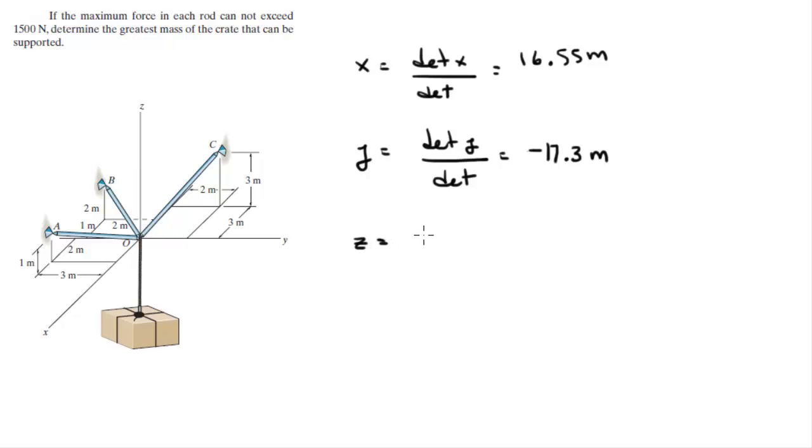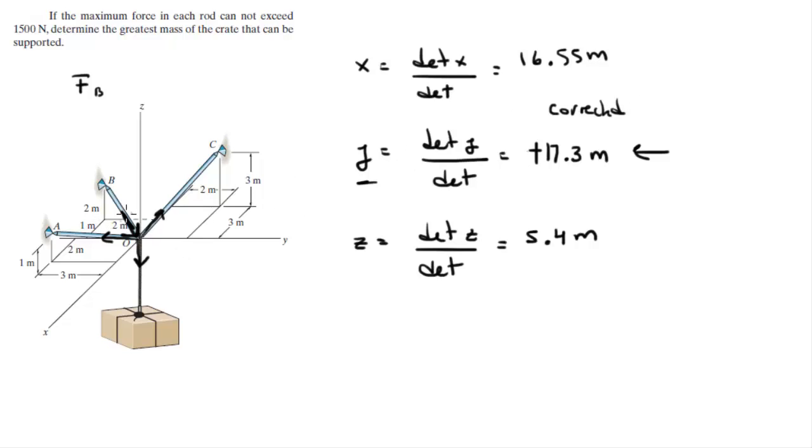And the c is equal to the determinant of c over the main determinant. And that is equal to 5.4 m. So as you can see, the first thing that I need to answer, why is this y negative? That is because originally I assumed that these were the direction of the forces. But the fact that the y is negative, and remember the y is the one that represents Fb, that just means that the force is backwards. It's pointing that way. So we correct it on our diagram, and then we can just change it to positive. We just gotta correct it on the diagram. I like to make a little note and say corrected to remember that I flipped the thing that I did originally. That's the only reason why it's negative, so there's no need to panic.